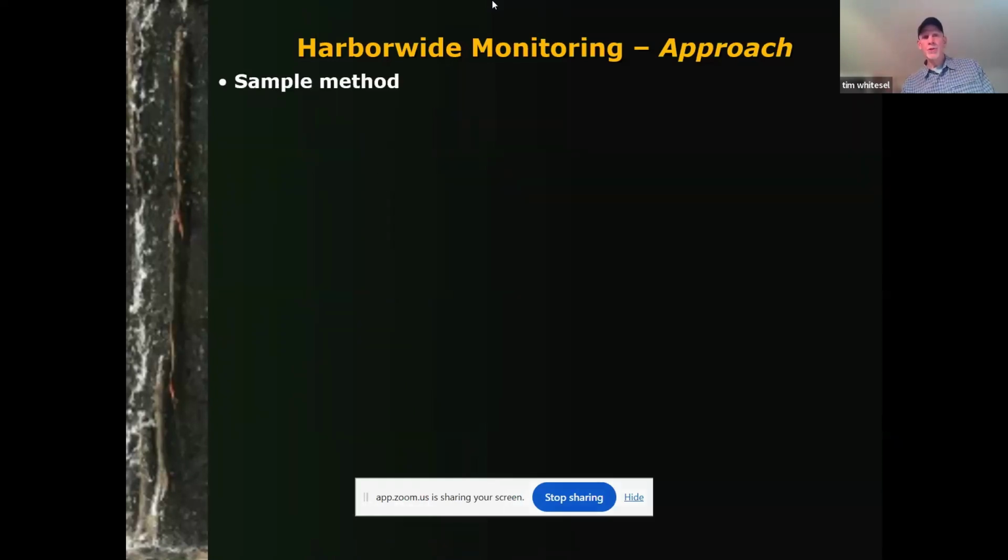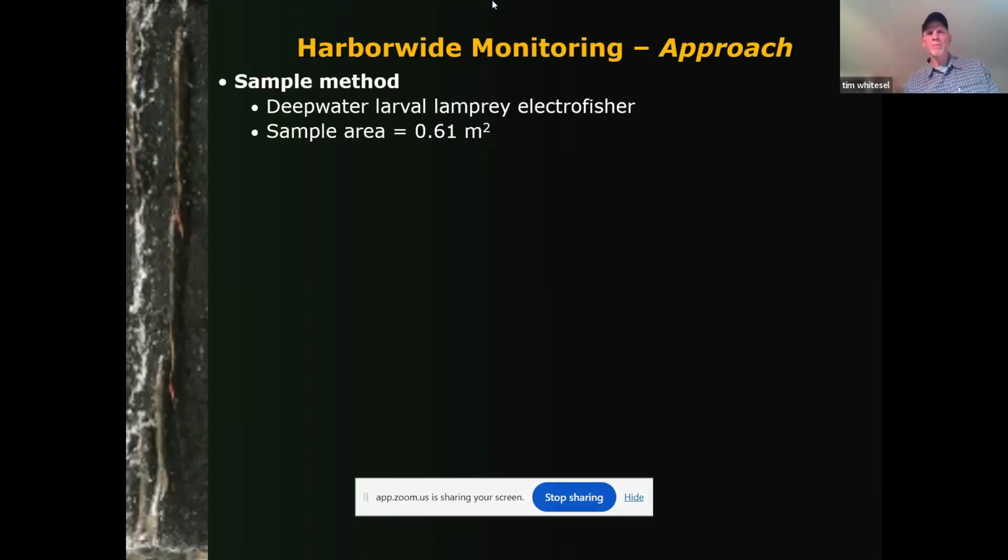All right, so a little bit about the method. That was the framework, a little bit about the method. Because we're out in this big river, we use a deep water larval lamprey electrofisher that we got from some colleagues in the Great Lakes area and did some modifications. A quick note, every time we drop this down and sample with it, we're sampling less than 1 meter squared, or less than 1 yard squared, depending on what you're most comfortable with. You'll see some images here in a minute.